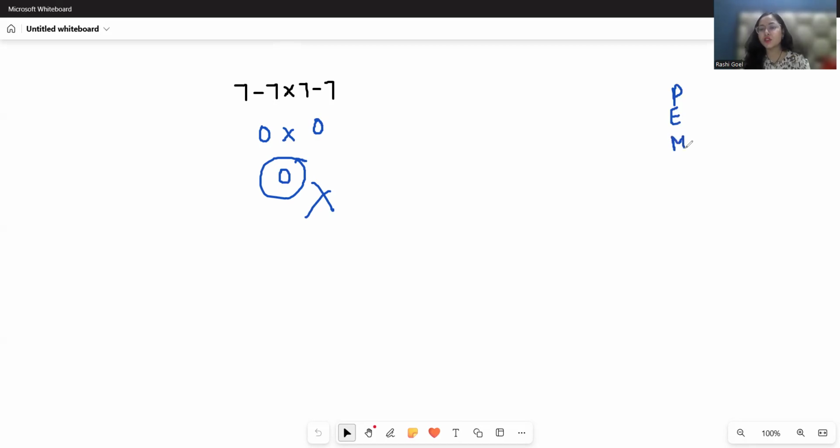Here P stands for parenthesis. If given, first you have to solve the parenthesis, then exponent, then multiplication and division. Both have the same priority, so just solve it from left to right. Similarly, A and S are addition and subtraction, and you just solve them from left to right.